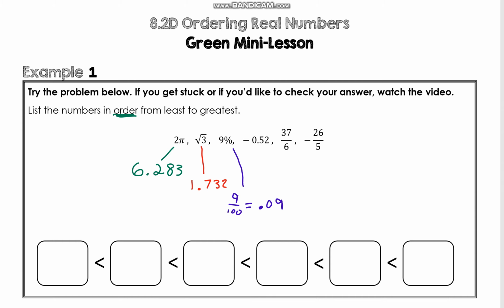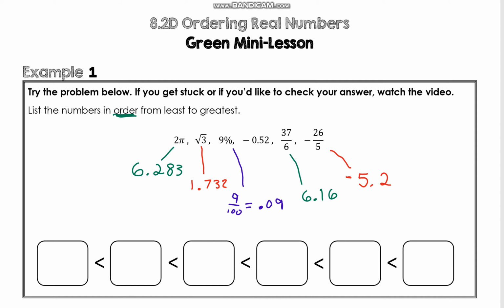All right, how about 37 sixths? How do you turn that into a decimal? You divide 37 by 6. So that makes 6.16. All right, last but not least, or maybe it's the least, I don't know. Negative 26 over 5. That makes negative 5.2.